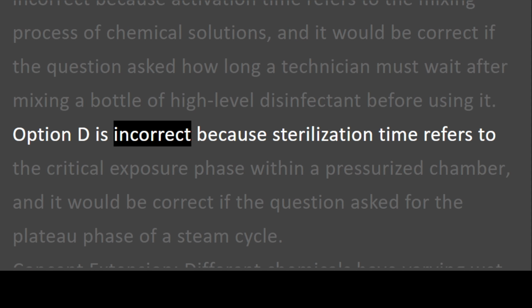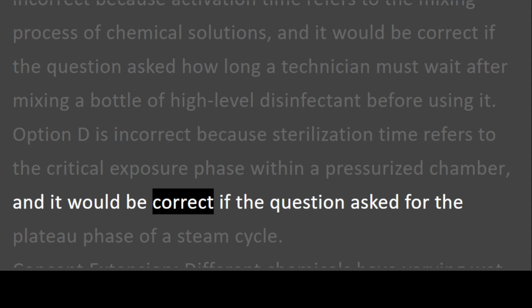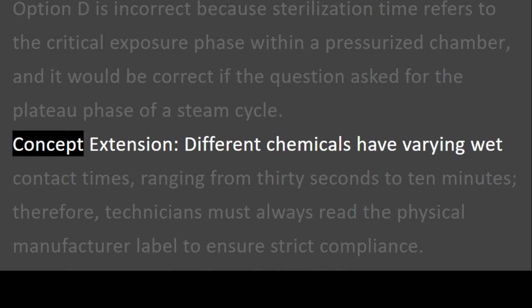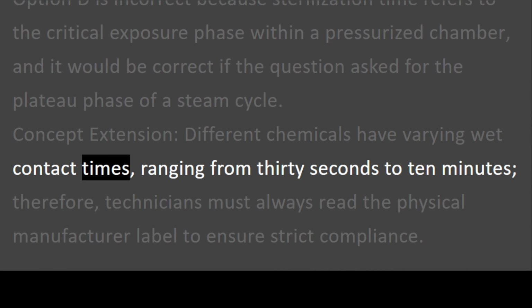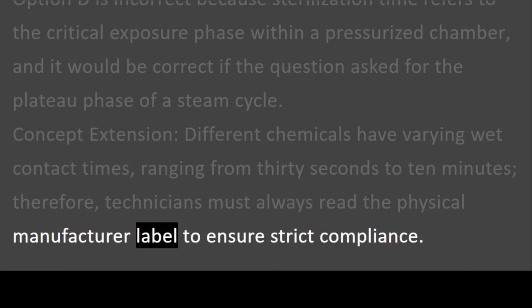Option D is incorrect because sterilization time refers to the critical exposure phase within a pressurized chamber, and it would be correct if the question asked for the plateau phase of a steam cycle. Concept extension. Different chemicals have varying wet contact times, ranging from 30 seconds to 10 minutes. Therefore, technicians must always read the physical manufacturer label to ensure strict compliance.